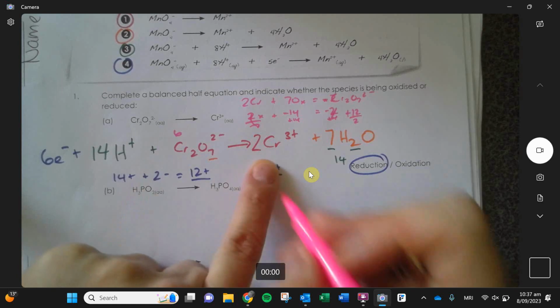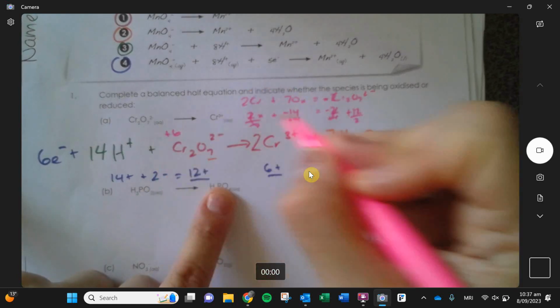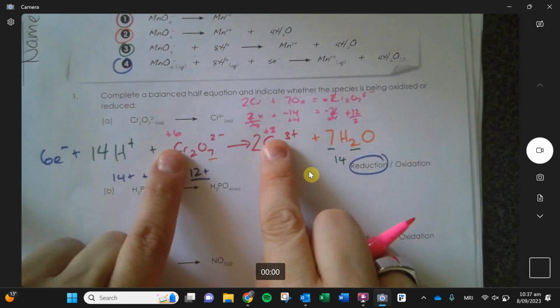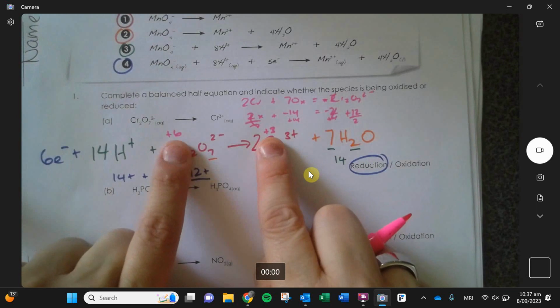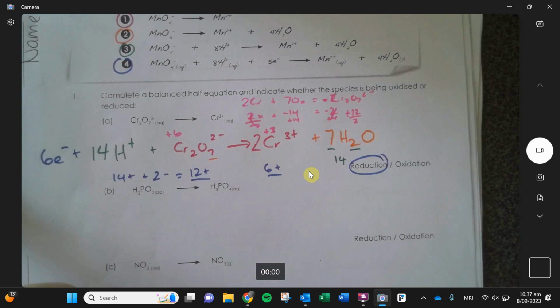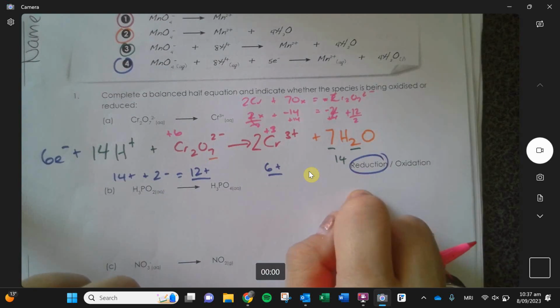And then on this side, it is positive 3. So you see again, the oxidation number has decreased. And that's also verifying that I have a reduction reaction.